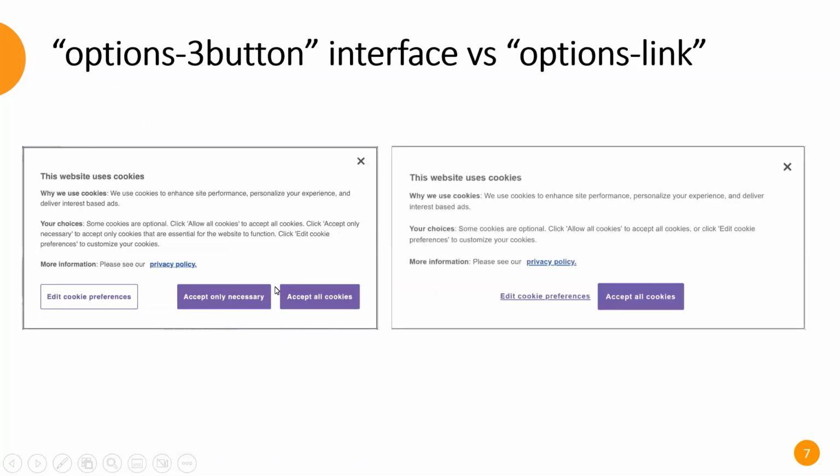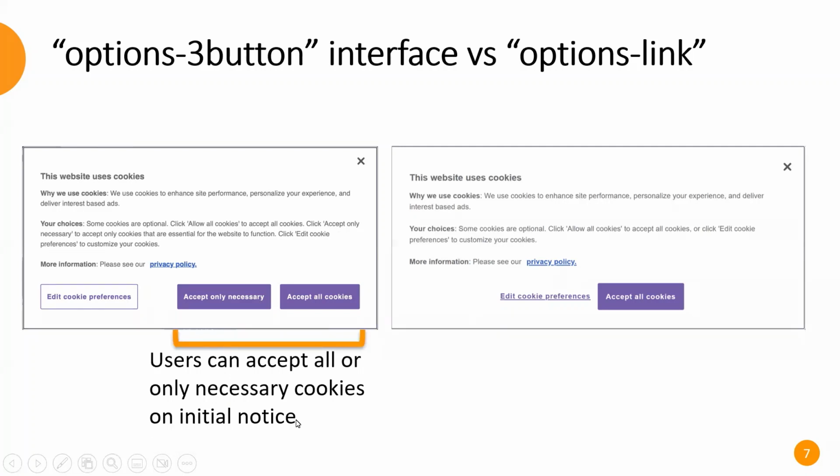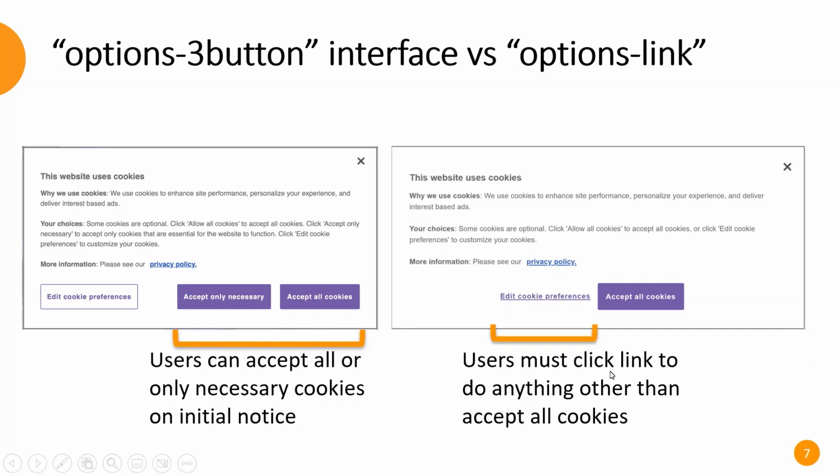Finally, another one of the factors we investigated was the set of initial options that are presented to the user. So here you can see a 3-button interface, what we called it, that has the ability to accept all or accept only necessary cookies on the initial screen, versus a fairly common practice, which is only giving the user the ability to accept all cookies on the initial screen, and they must click a link in order to access any other choice. So now I will highlight our results.